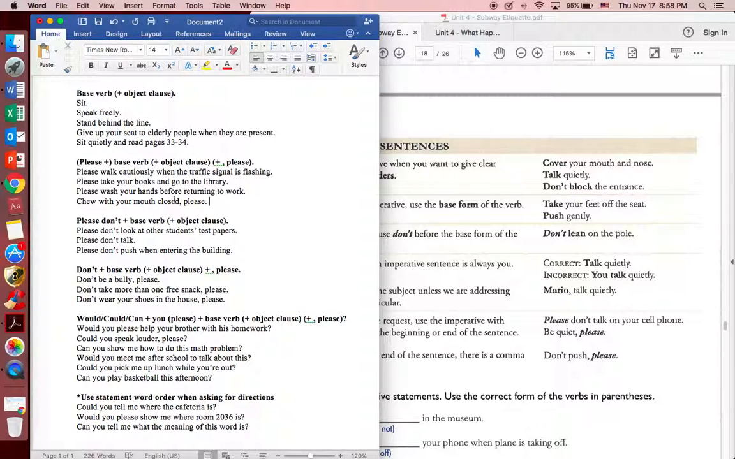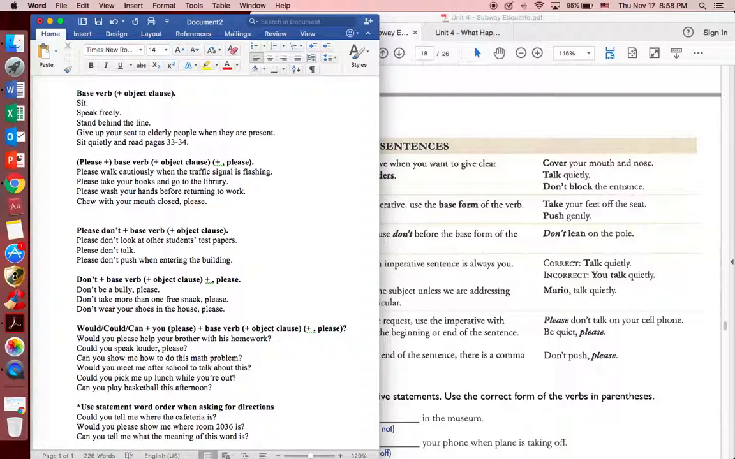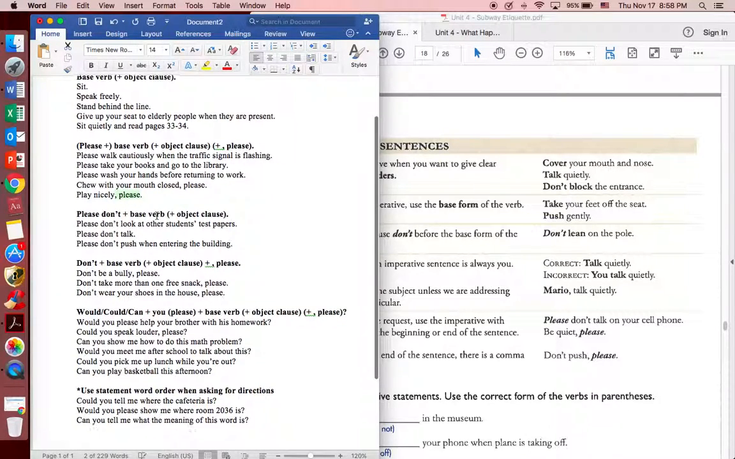The important thing to remember when putting please at the end is that you need this comma here. You don't need a comma, obviously, when please is at the beginning. You do need a comma when please is at the end. Another example, play nicely, please. Okay, so please can go at the beginning or end. It is optional. If it's at the end, it needs a comma before it.